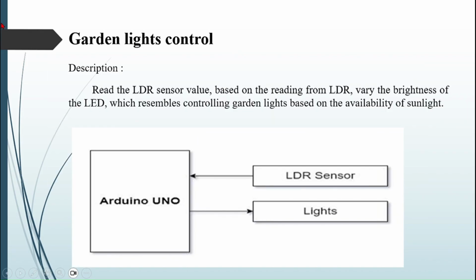In the next slide, we have garden light control. Reading the LDR sensor values, based on the reading of the LDR, varies the brightness of the lights. Here, when the light falls on the LDR sensor, it detects the intensity of light and accordingly a pulse is generated to the Arduino to control the lights.